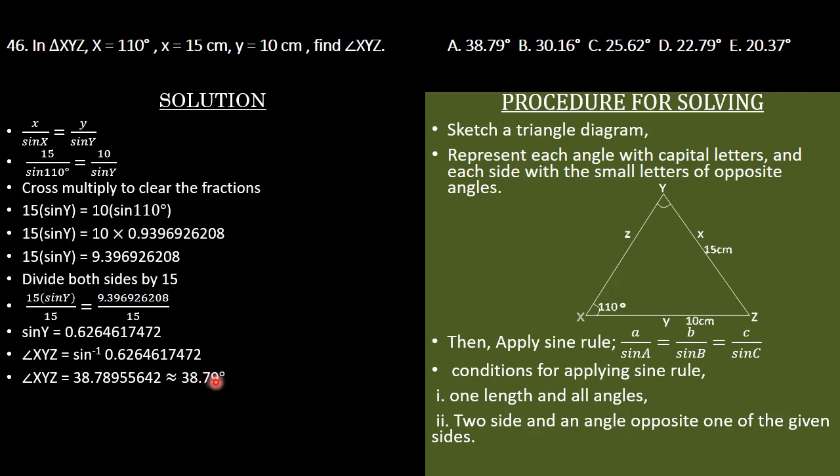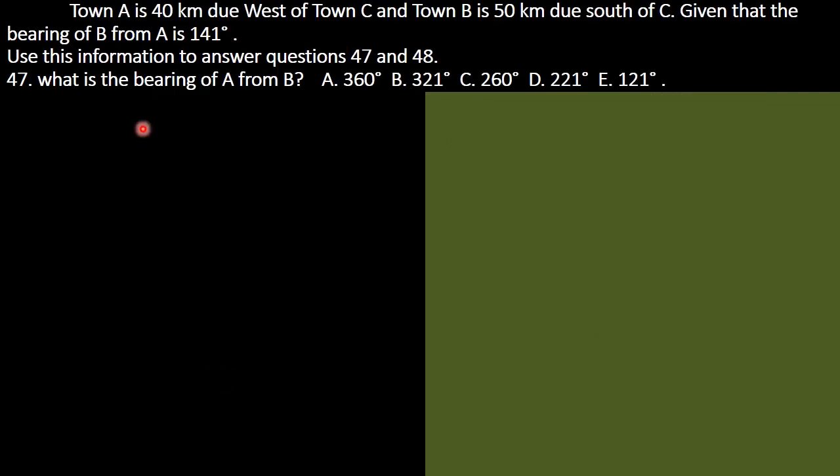Town A is 40 km due west of town C, and town B is 50 km due south of C. Given that the bearing of B from A is 141 degrees, use this information to answer questions 47 and 48. Question 47: What is the bearing of A from B?